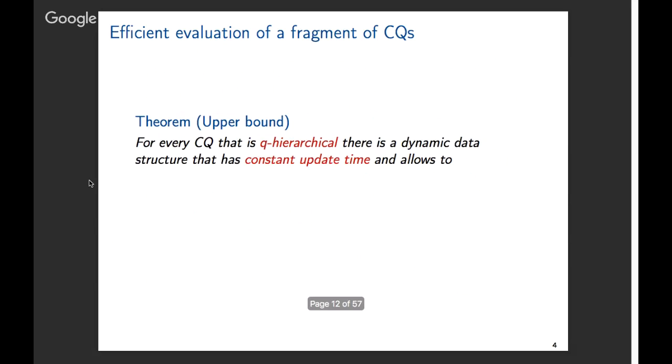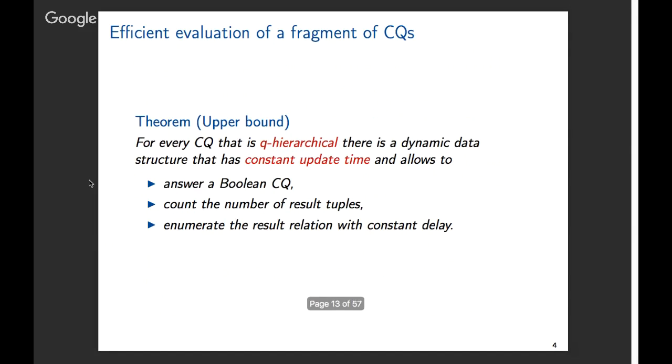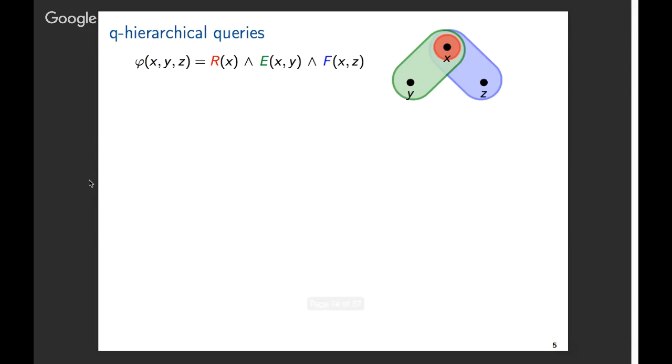So we examine a new class, a fragment of conjunctive queries that allow constant update time. For every conjunctive query that has a specific form that we call Q-hierarchical, there is a dynamic data structure that has constant update time and allows all three tasks: answering a Boolean conjunctive query, counting the number of result tuples, or starting an enumeration of the result relation with constant delay between each tuple. So what are these Q-hierarchical queries?